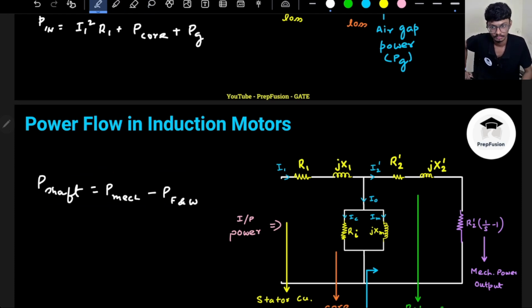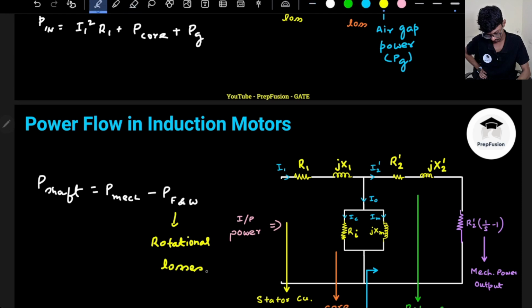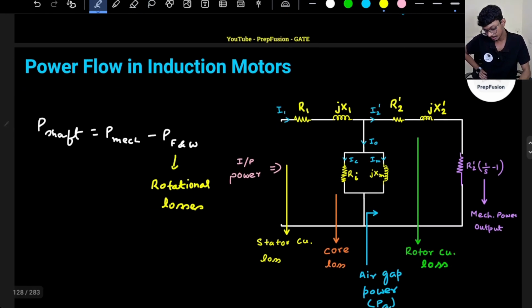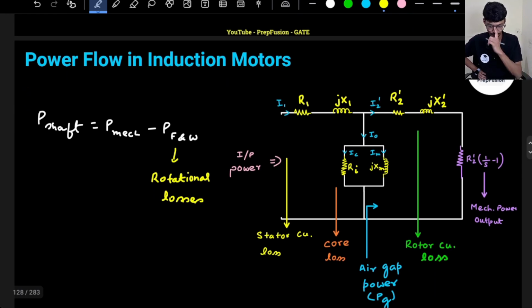Friction and windage loss, right? So basically these are also called the rotational losses. So can you tell me what is the torque developed? What is the mechanical torque? Torque developed, Tm.